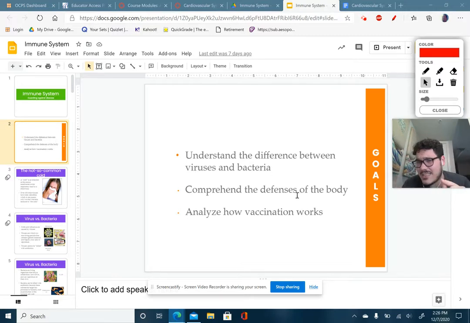And finally, analyze how vaccination works. Better understand why vaccines are as pivotal and important as they are. They've allowed modern medicine to be as successful as it is, and really to allow us to live to the ages that we can. So very, very important stuff that we're going to get to at the end of this particular unit.